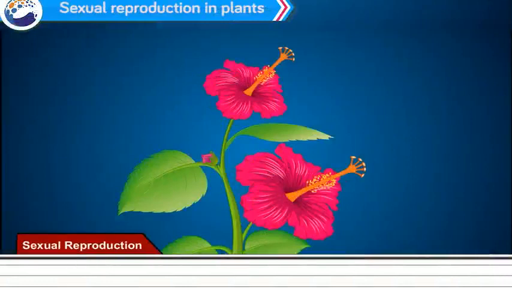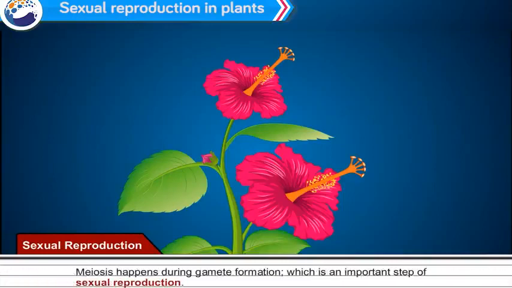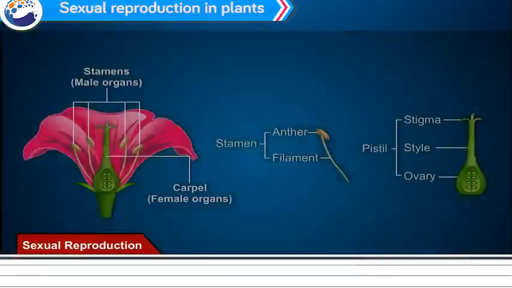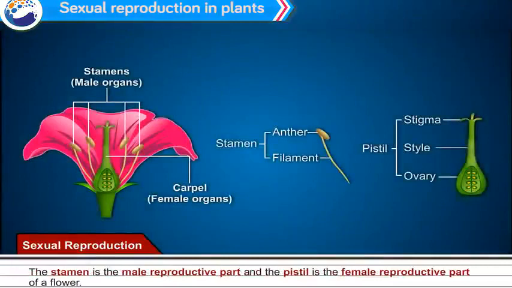Sexual reproduction in plants. Sexual reproduction. When two parents are involved, the method of gamete formation is called sexual reproduction. Meiosis happens during gamete formation, which is an important step of sexual reproduction. All flowering plants reproduce sexually, as flowers are the reproductive parts of the plant. The stamen is the male reproductive part and the pistil is the female reproductive part of the flower.